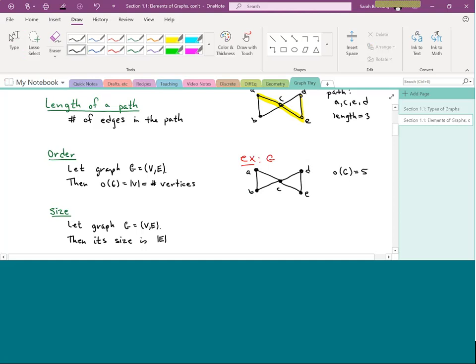Now, if you want to instead look at how many edges the graph has, you'd look at the size of the graph. And this one doesn't really have a good symbol associated with it like the other one has with the O up there. So this here is number of edges. So if we wanted to look at the size of our graph G, what would be the size of our graph G?